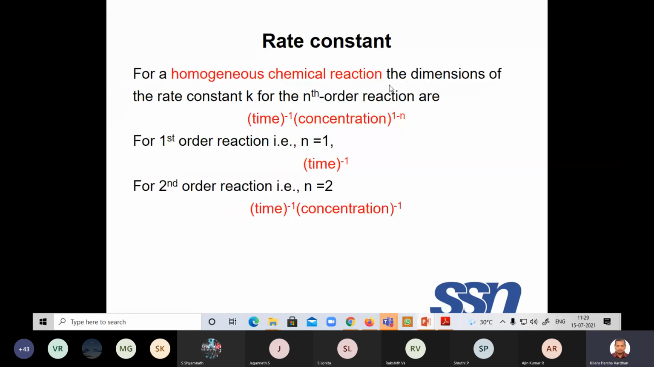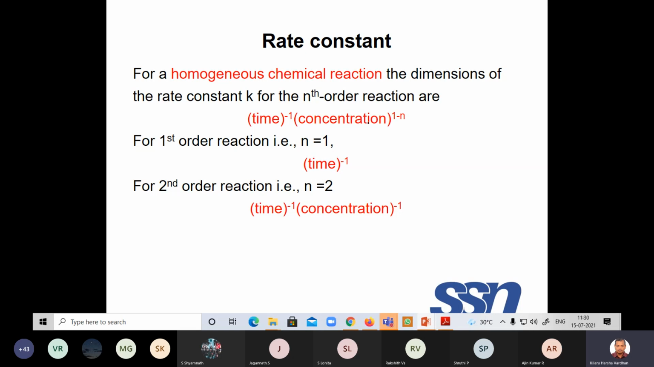For a homogeneous chemical reaction, the dimensions of the rate constant are very important. For an nth order reaction, K will have a unit of time power minus 1, concentration power 1 minus n. This is the general order of a reaction. Now, if the reaction is first order, then what will happen to the K unit?